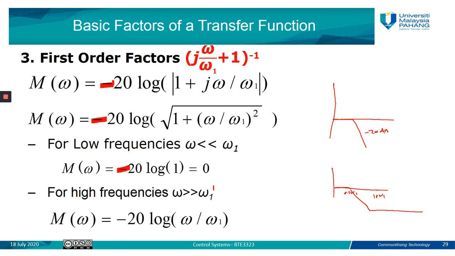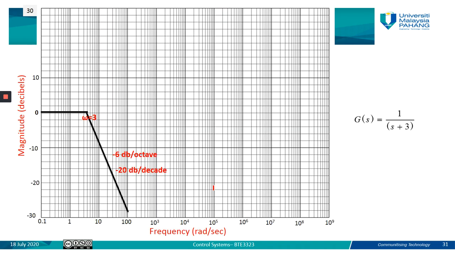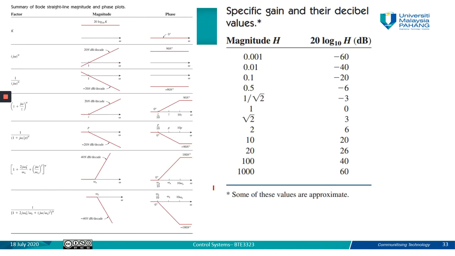Okay, this is how we draw the different components of the transfer function, or the different factors individually. So we draw for the gain, we draw for the zero and pole at the origin, we draw for the zero and pole for first order factors. After you draw each component of your transfer function, you can combine all into one plot for magnitude and one plot for phase. We are going to apply these steps using an example.